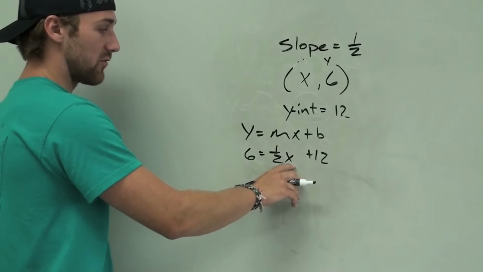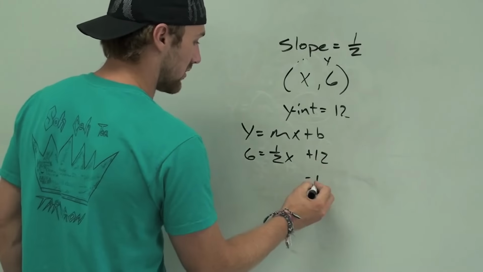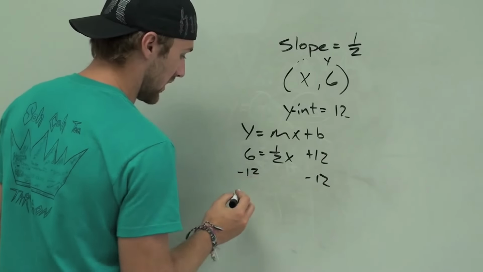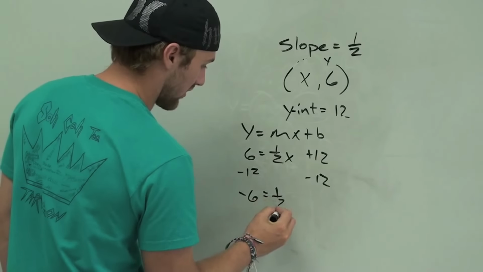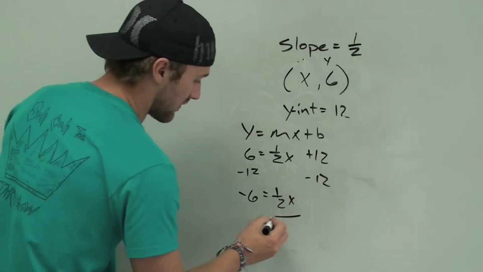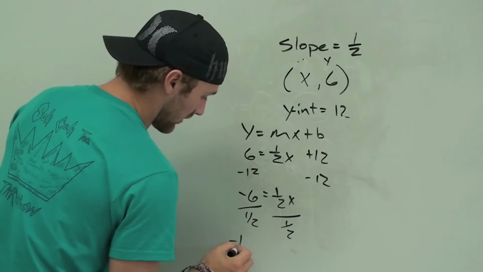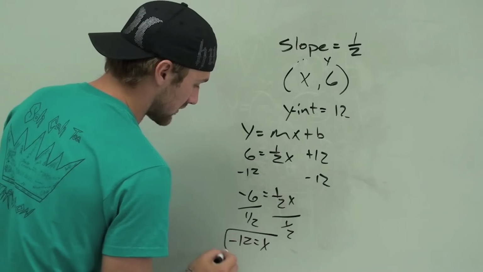All you do is solve for x. So we get rid of what's farthest away from the x, which would be the 12. Subtract 12, we get -6 equals 1/2 x. And then that's 1/2 times x, so we divide by 1/2, which would be negative 12 equals x.